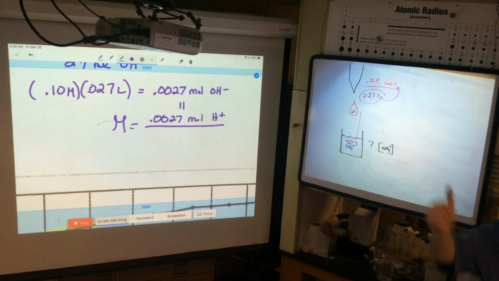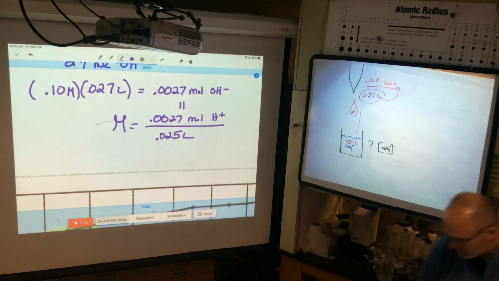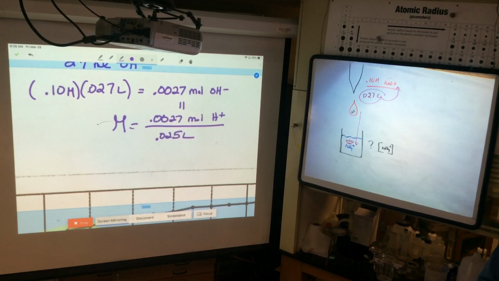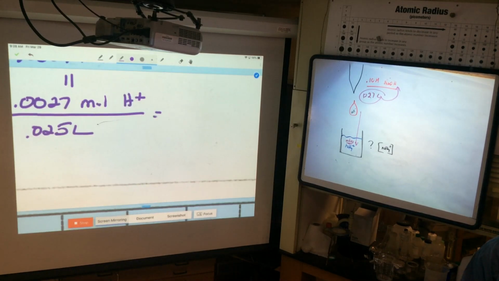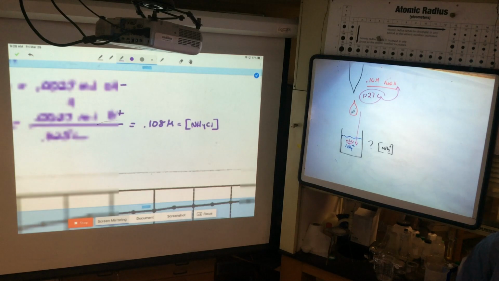I'm using the initial volume, which is 25 milliliters. So 0.025 liters. And so we've just conquered one thing. 0.0027 divided by 0.025, very close to 0.1. That's what I was trying to make. Okay? And so what I get here, party people, is 0.108 molar. And that's the concentration of my NH4Cl, or my NH4+, that's a 1-to-1.